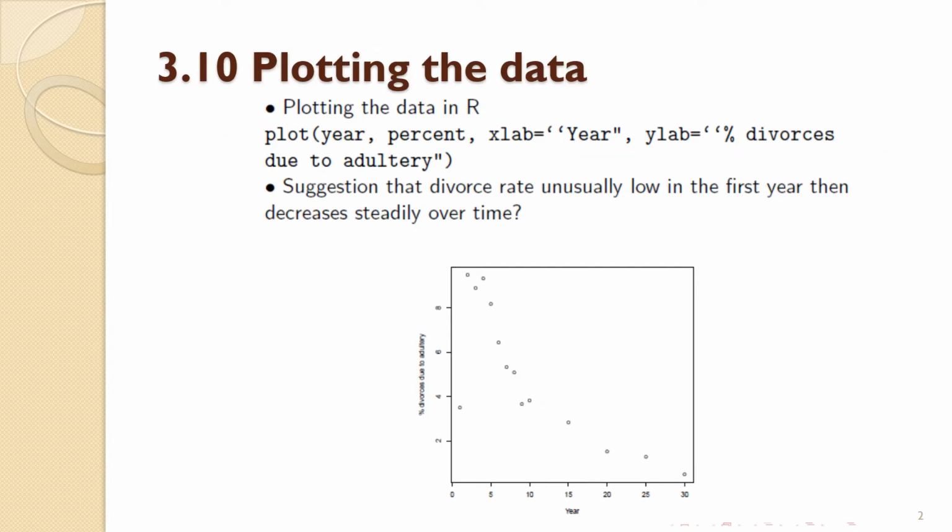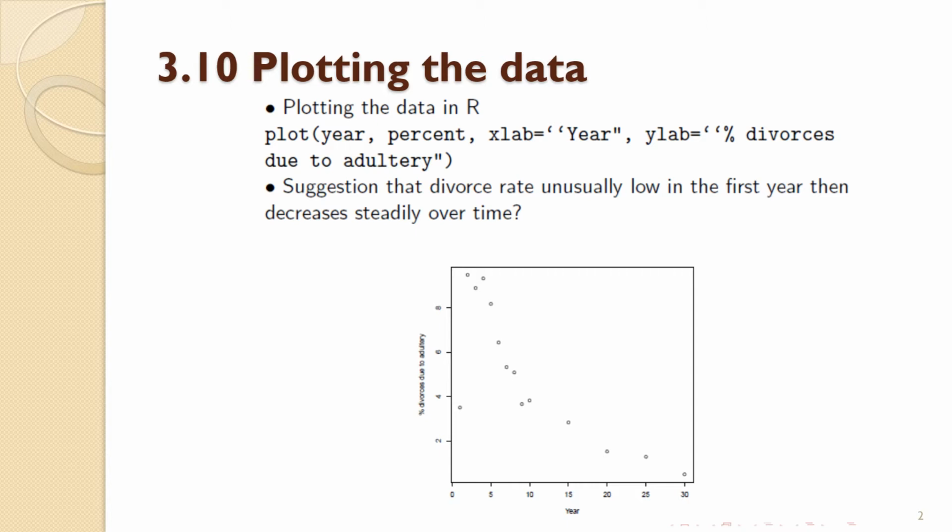So the first thing to do here would be to plot the data over time. You would use the plot command in R, which acts on the X variable first, then the Y variable, and you specify the labels for the axes. So the xlab here would be year, and the ylab would be the percentage of divorces due to adultery. If you plot this, what you have is a general decrease over time, although the divorce rate caused by adultery seems to be very low in the first year.